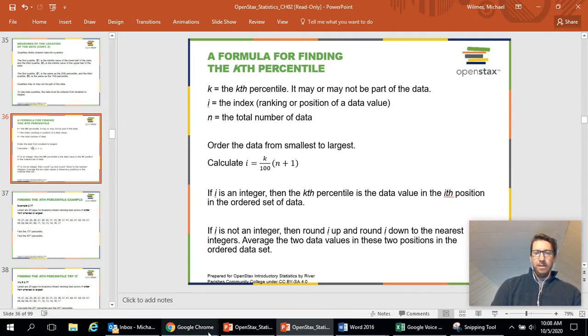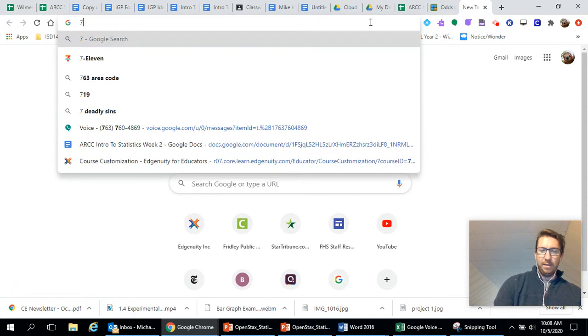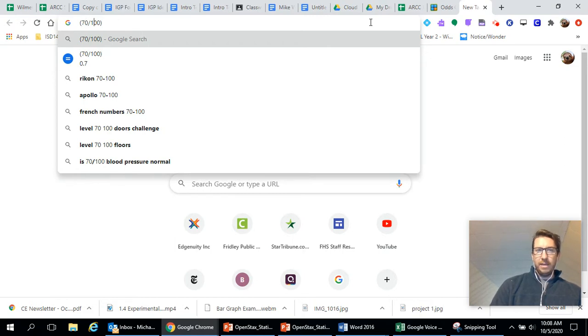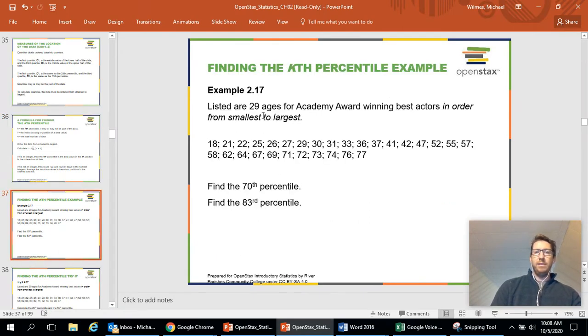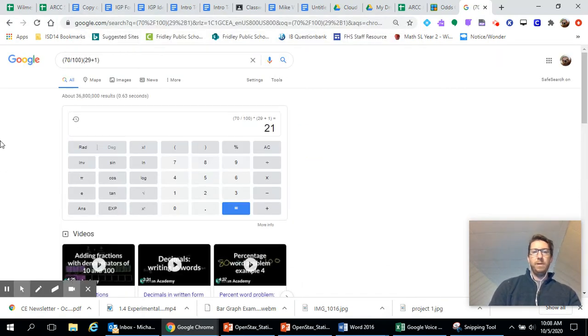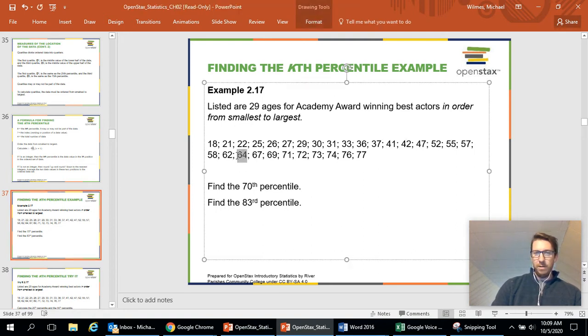So I'm going to take this to my calculator, which I tend to just use Google for these easy calculations. So what was it, 70 divided by 100, and then that was multiplied by n plus 1. And our n, remember, is the number of data points, 29. So we take 29 plus 1, and that gives 21. So that means the 70th percentile is in spot 21. So we count 1, 2, 3, 4, 5, 6, 7, 8, 9, 10, 11, 12, 13, 14, 18, 19, 20, 21. There we go, 21.